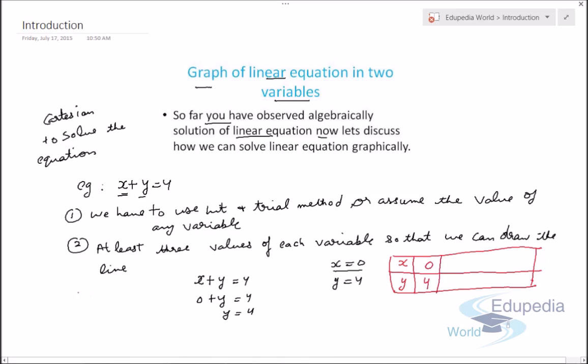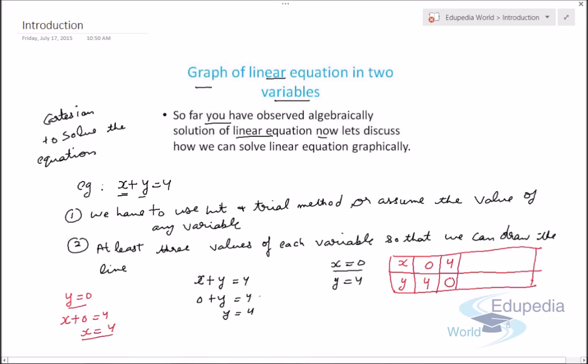Now suppose in the next values we take y as 0. What we get is that we get x as 4. From the corresponding value we have got x as 4. So this means our second value is x is 4 and y is 0.